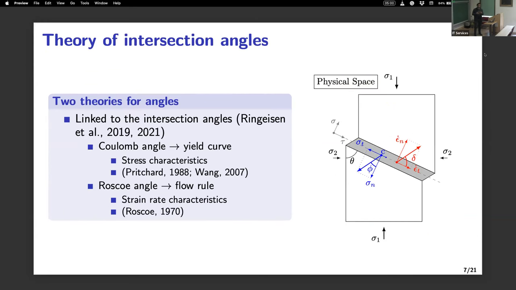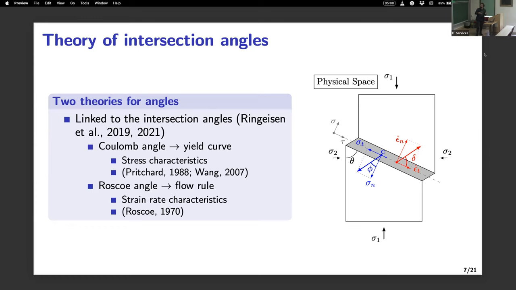So now, how do we link this intersection angle to the rheology? That was work that I did mainly during my PhD to try to understand this, and I'm continuing now. We have basically two theories that link this angle. There is the Coulomb angle that's linked only to the yield curve, so linked to the stress characteristics. That was derived before in Pritchard and Wang, 2007. So that would be linked to the internal angle of friction, the phi in blue on the picture. So really the stress that is along the LKFs in our ice.